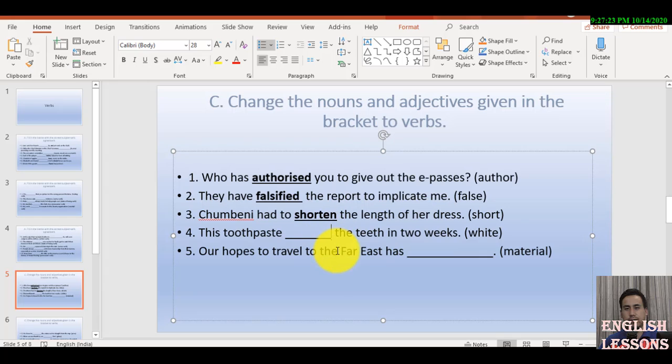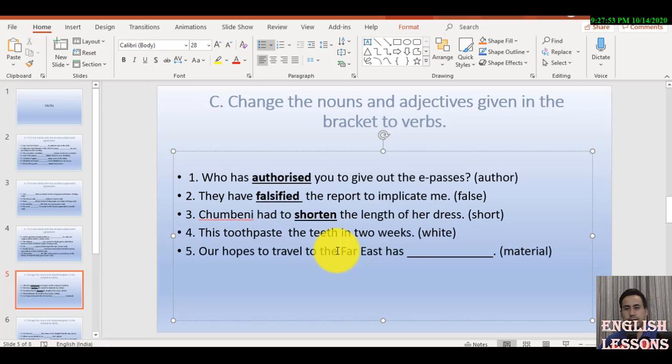Let's look at the fourth one. This toothpaste dash the teeth in 2 weeks. This toothpaste, remember, look at the subject, it's very important. Toothpaste, we are talking about only one toothpaste, and this is singular, these is plural. So we're talking about only one toothpaste. This toothpaste whitens, so we need to use a singular verb.